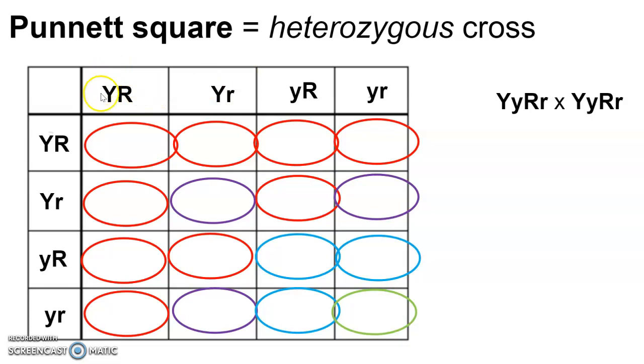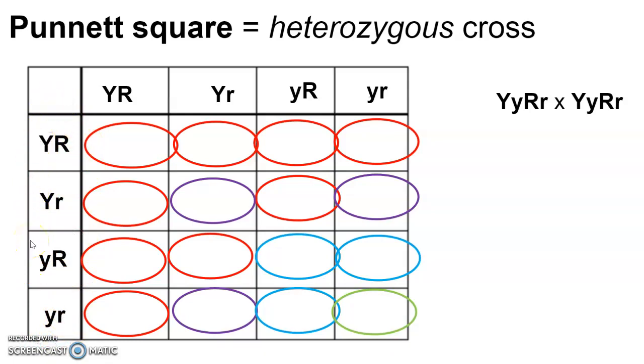She can create some gametes 25% of the time that carry the big Y and the big R for yellow and round. 25% of the time she'll make gametes that carry yellow and wrinkly. 25% green and round, 25% green and wrinkly. The same can be said for dad. So 4 different combinations here for the different gametes that male heterozygous pea plant can create.